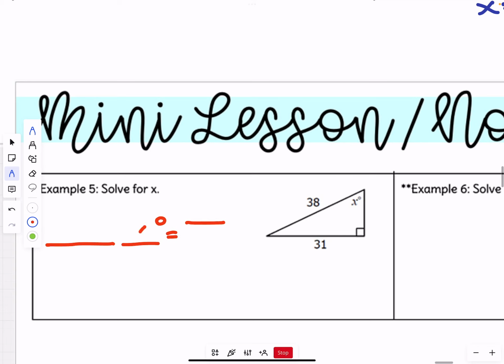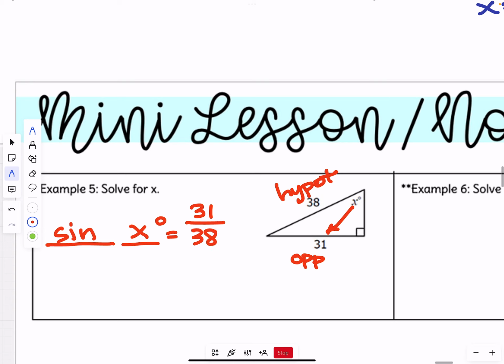Definitely know that we've got x degrees here, and we need to figure out which of my ratios I'm going to use. I know that this is my hypotenuse, and I know that this is my opposite side. Opposite and hypotenuse, that is my sine function. My sine function is opposite over hypotenuse, so it'll be 31 over 38.